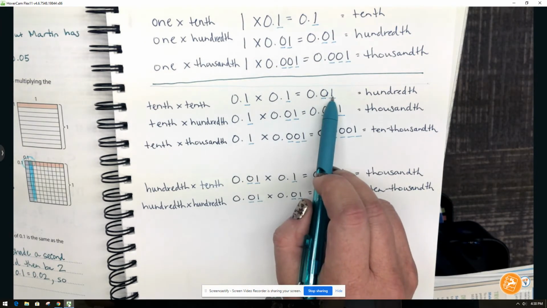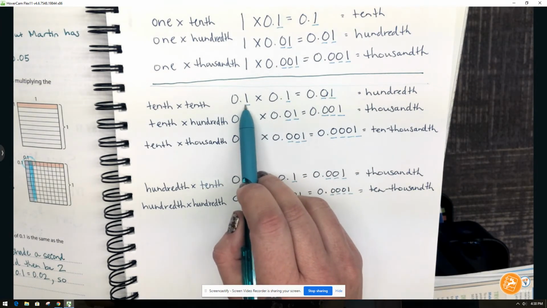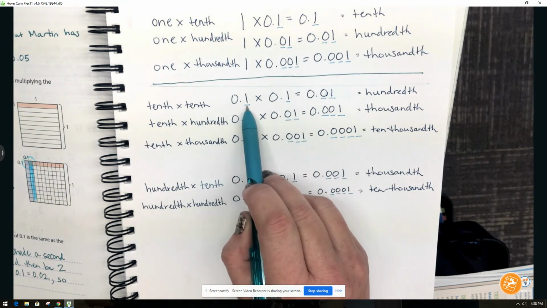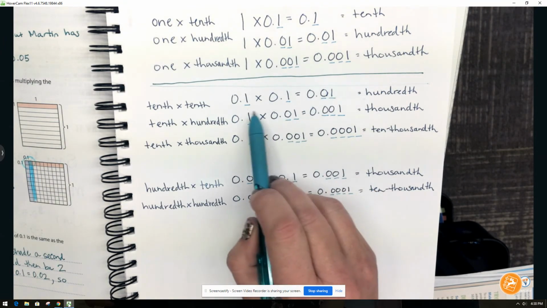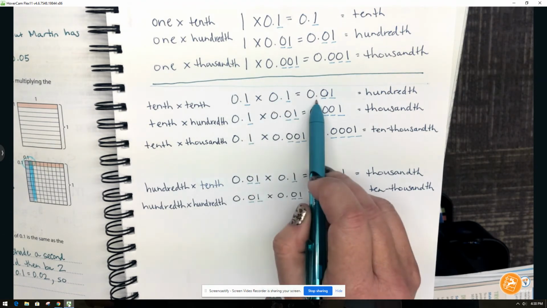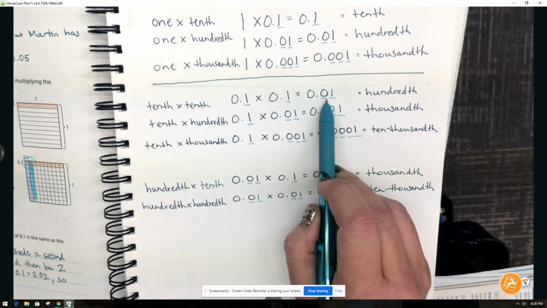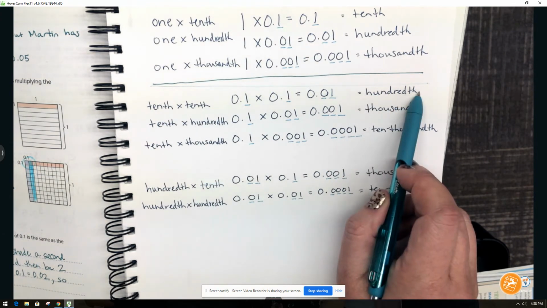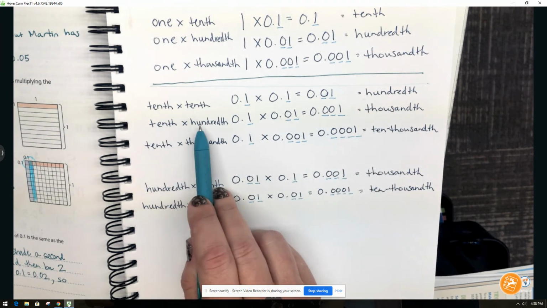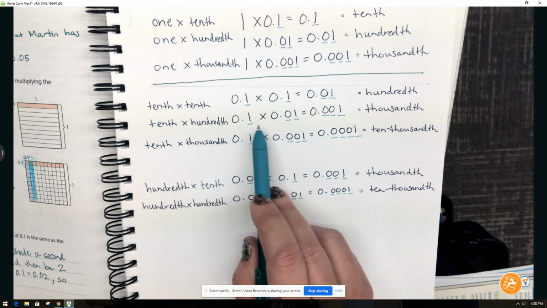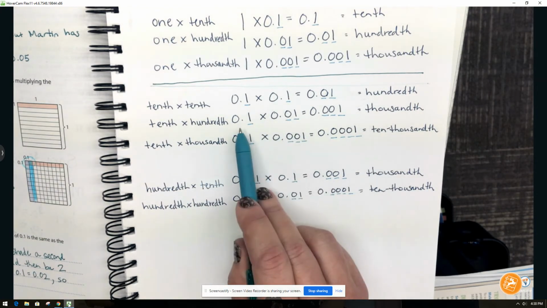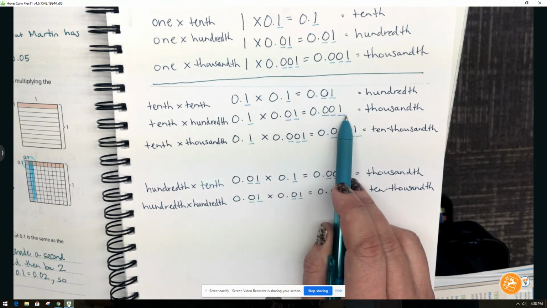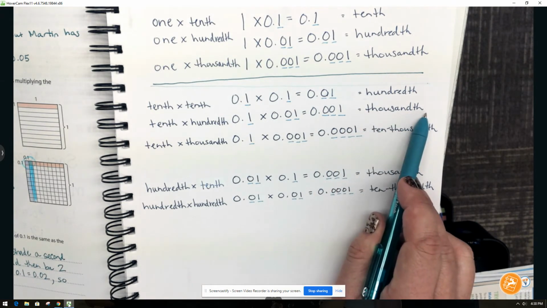Another trick to remember is that a tenth has one digit after the decimal. This tenth has one digit after the decimal. So your final product is going to have 2 digits when you add them together after the decimal. So a tenth times a tenth is always 100th. A tenth times 100th is going to have 3 digits after the decimal. Therefore, your resulting product is going to be 1,000th.